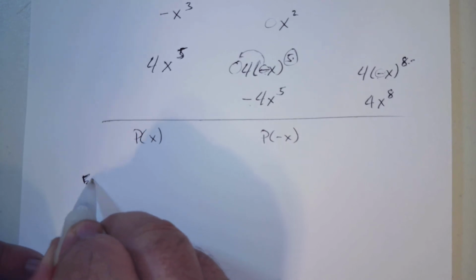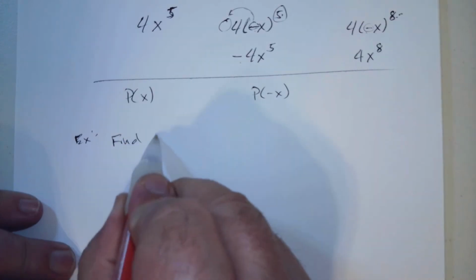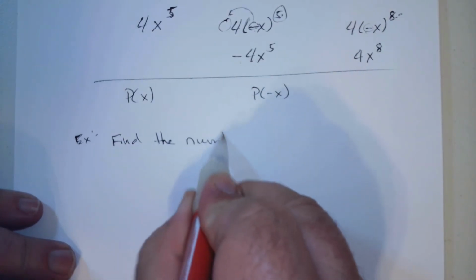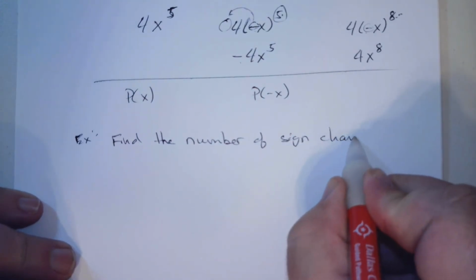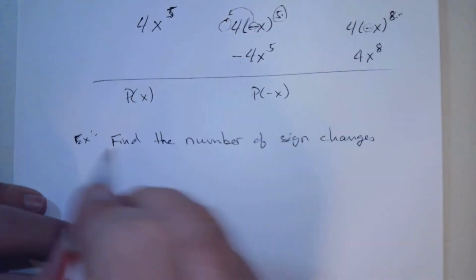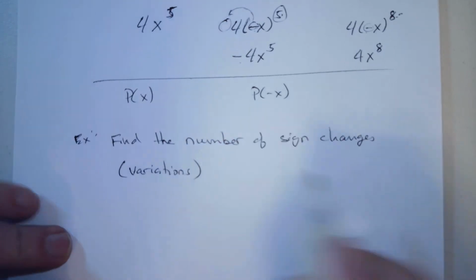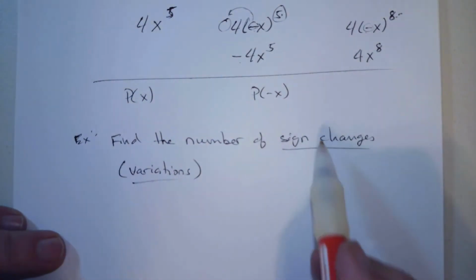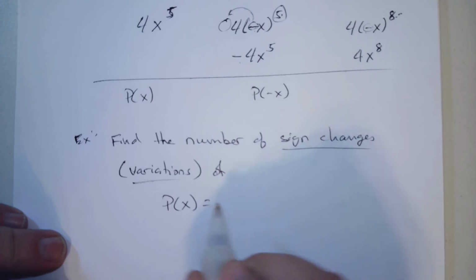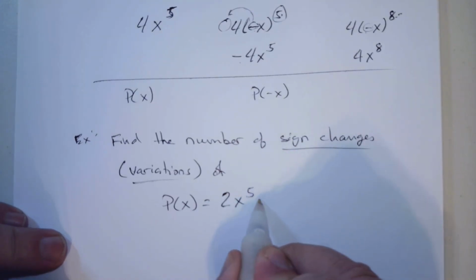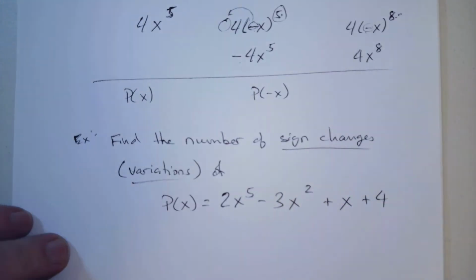And here's an example. Find the number of sign changes. Yeah, the computer's going to call it variations, but they're simply sign changes. Whenever you see the word variations, that's sign changes for this polynomial: 2x to the 5th minus 3x squared plus x plus 4.